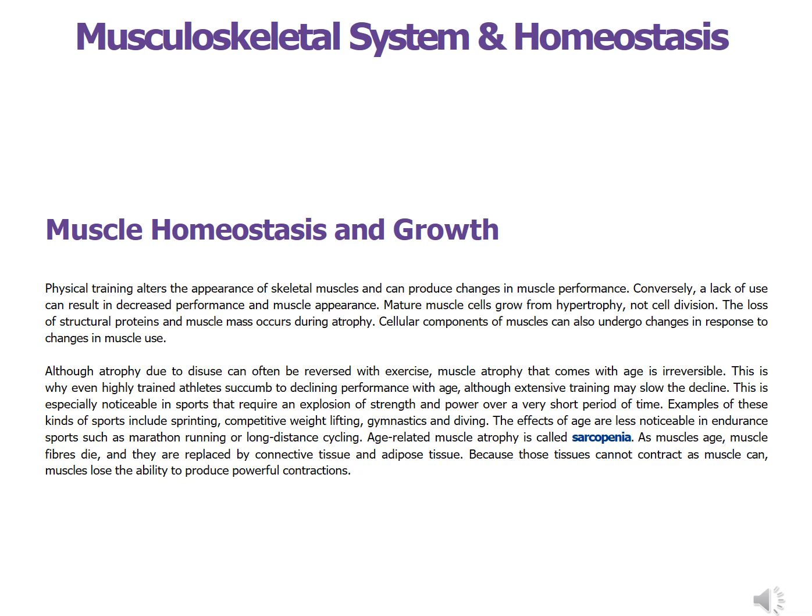Age-related muscle atrophy is called sarcopenia. As muscles age, muscle fibers die and they are replaced by connective tissue and adipose tissue. Because those tissues cannot contract as muscle can, muscles lose the ability to produce powerful contractions.